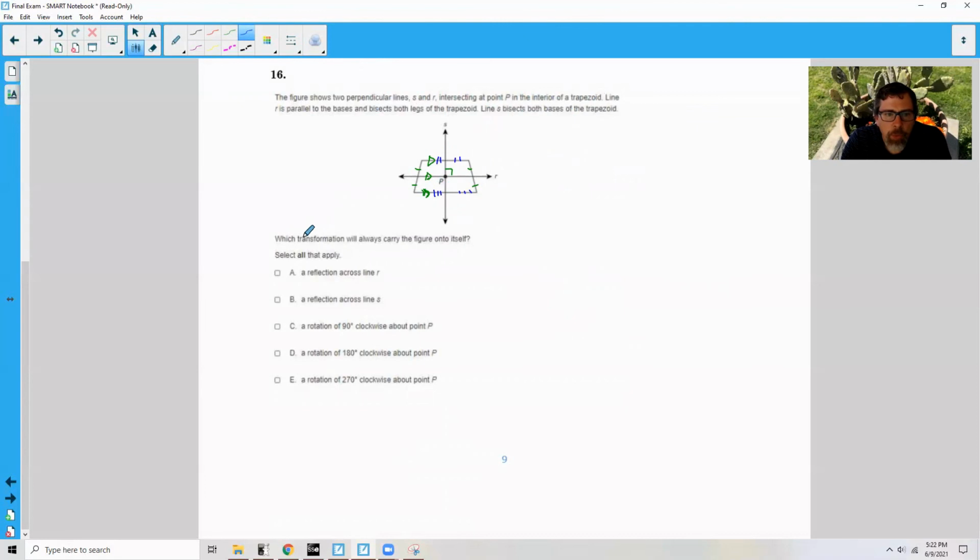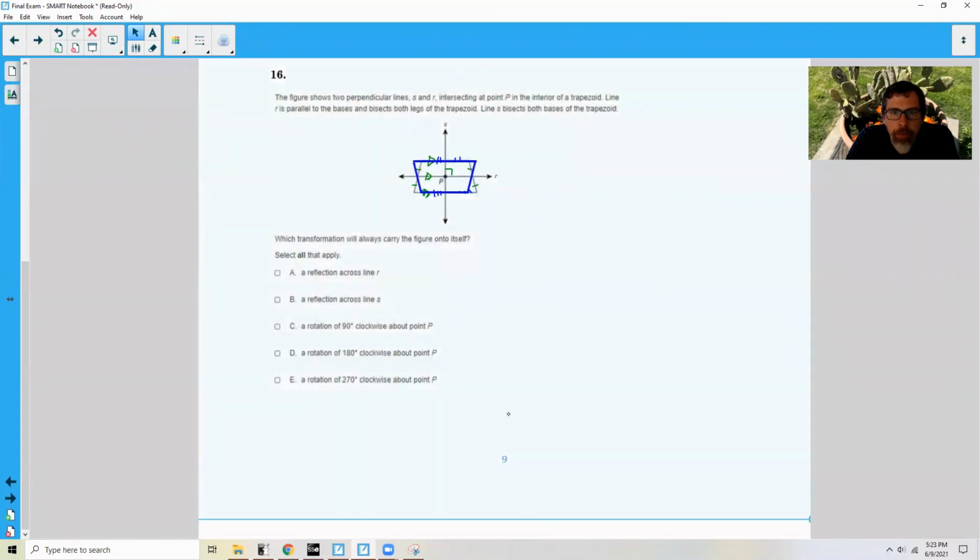Okay. Which transformation will always carry the figure onto itself? Select all that apply. So in order to answer this problem, I recreated this trapezoid with line segments that I can manipulate. So a reflection across R. A reflection across R would be the same as a rotation. So if we reflected across R, it would end up like that. Okay.